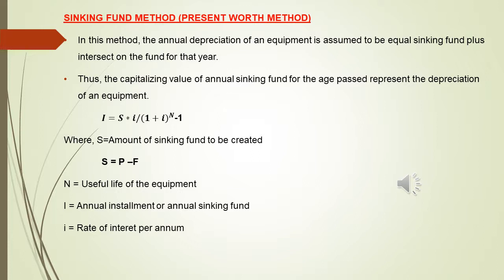Where n is the useful life of the equipment, I is the annual installment or annual sinking fund, and small i is the rate of interest per annum. So these are the notations. The first formula for depreciation: you have to calculate I equal to S into small i, whole divided by (1 plus i) to the power of n minus 1, and S you are going to find out as P minus F. Okay, let's go further.